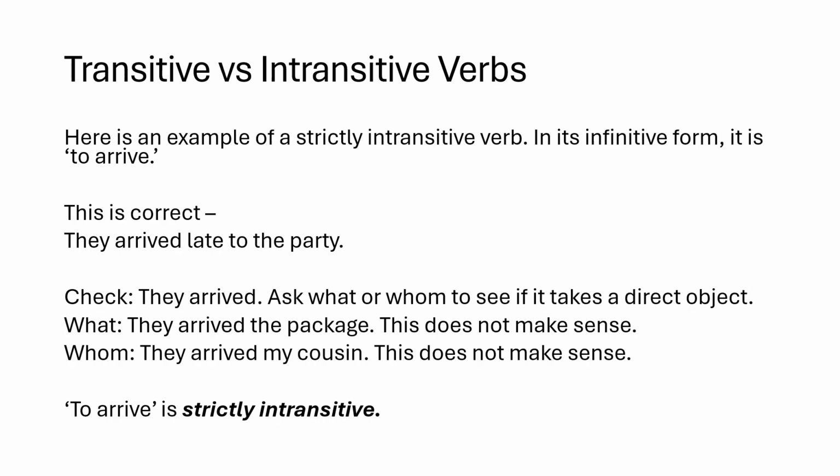Here is an example of a strictly intransitive verb. In its infinitive form, it is to arrive. This is correct. They arrived late to the party. Check. They arrived. Ask what or whom to see if it takes a direct object. What? They arrived the package. This does not make sense. Whom? They arrived my cousin. This does not make sense. To arrive is strictly intransitive.